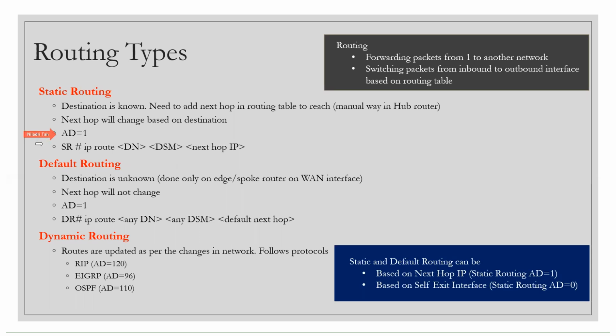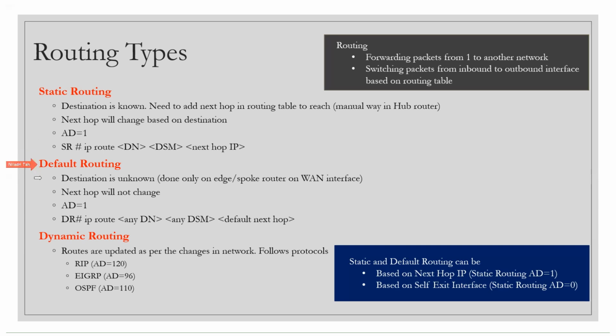Okay, and this is the command that we have seen for static routing as well: IP route, your destination network, your destination subnet mask, followed by your next hop IP, which is the next hop you should jump to reach the next network, or network 2. Correct? Now, default routing. So what is that?